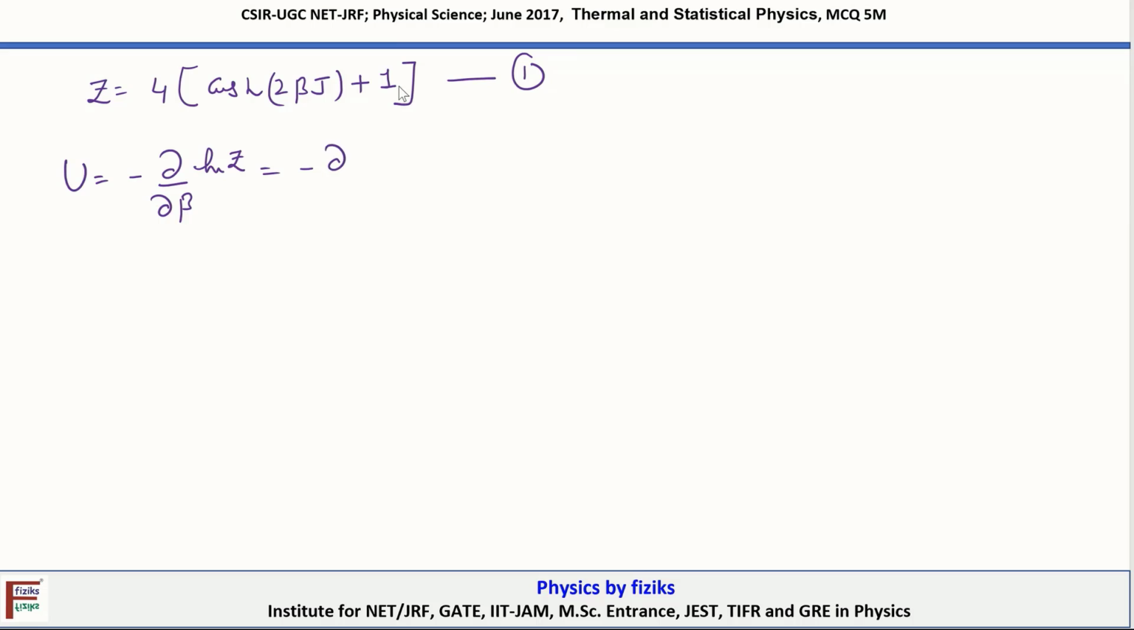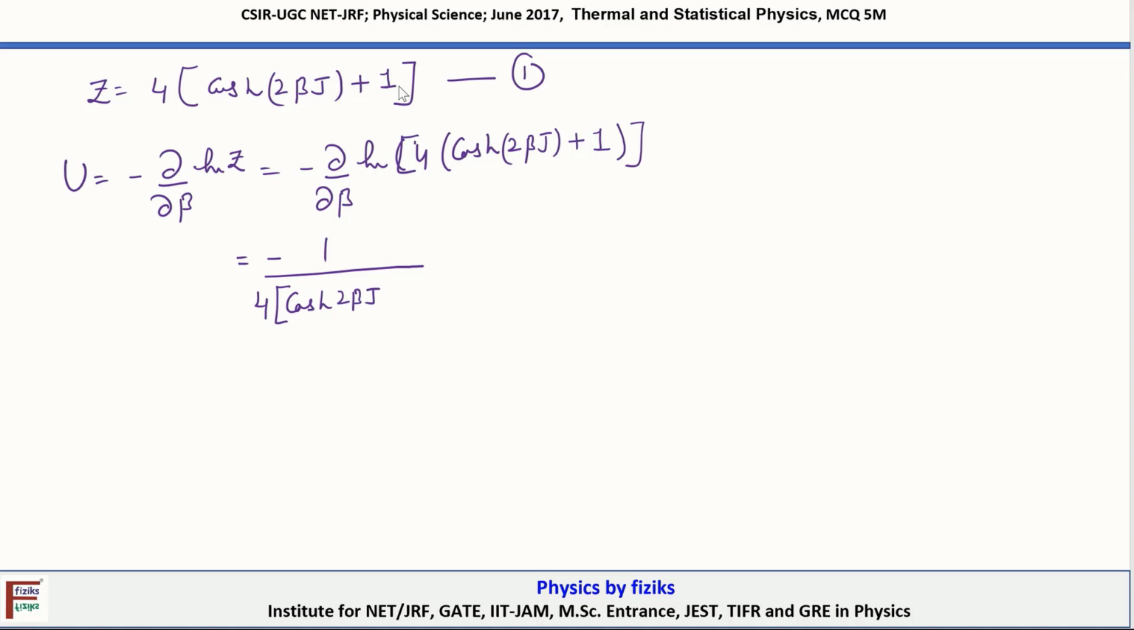U is equal to minus curly d by d beta of ln Z, so that means minus curly d by d beta of the logarithm of 4 multiplied by cos hyperbolic 2 beta j plus 1. Okay, so its differential is equal to minus 1 upon 4 cos hyperbolic 2 beta j plus 1. Okay, and then again its differential with respect to beta.